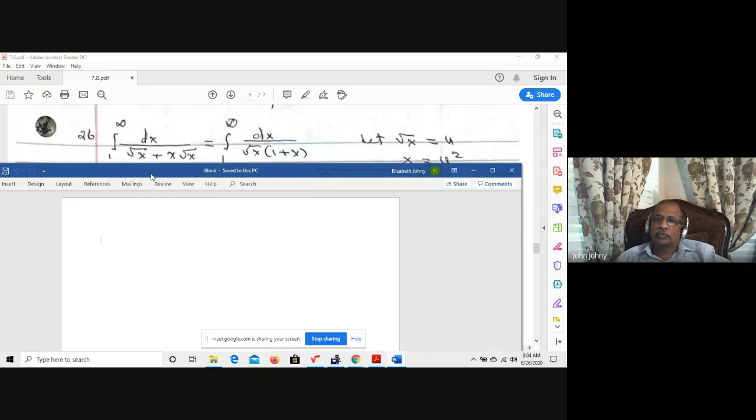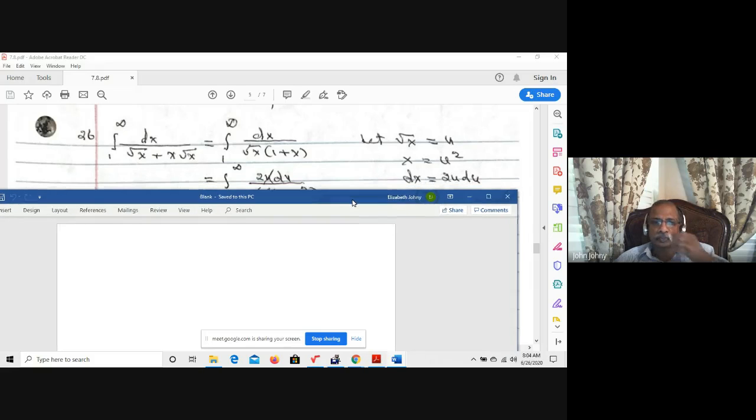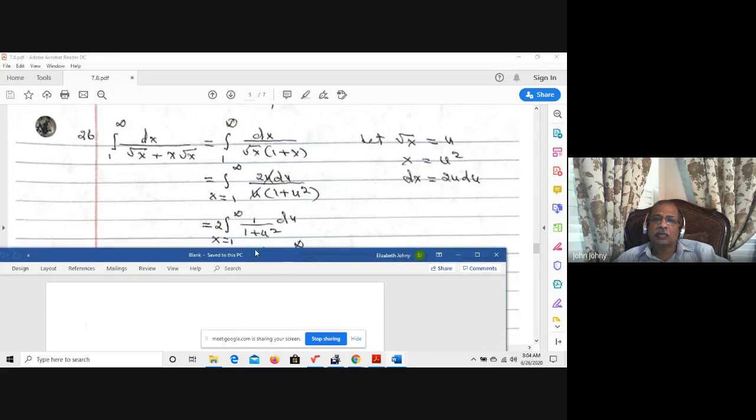Let square root of x equal u. So x is equal to u squared, and dx is equal to 2u du. So this becomes the integral, as x varies from 1 to infinity, of 2u du divided by u times (1 plus x). X is u squared, so 2u du divided by u times (1 plus u squared). The u cancels. It becomes 2 times the integral of 1 over (1 plus u squared) du.